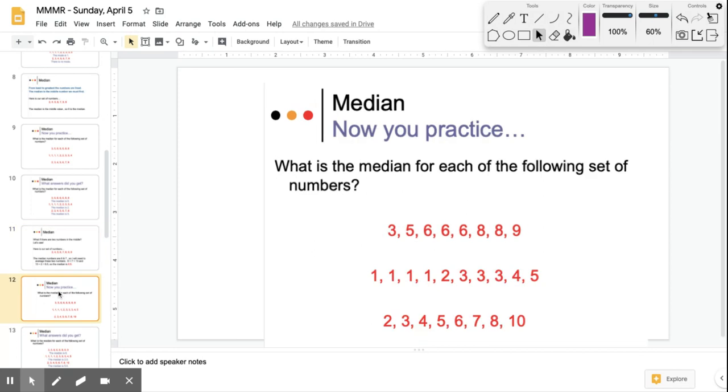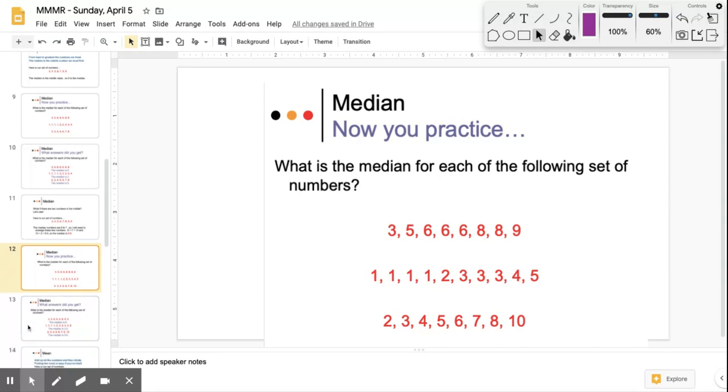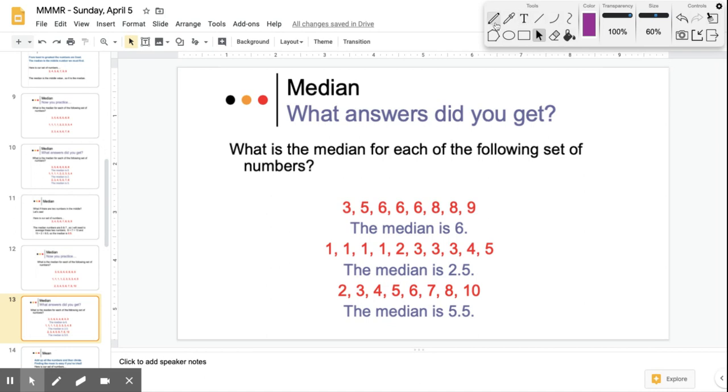So I want you to now try the next 3 examples on your paper. Let's see how you did. I will use the tool to show you. So for the first set, if I cross off the smallest, cross off the biggest, smallest, biggest, smallest, biggest. So right now I have 3 and 3. So if you see, both the numbers in the middle are 6. It's the same number. So therefore, the median is just 6.